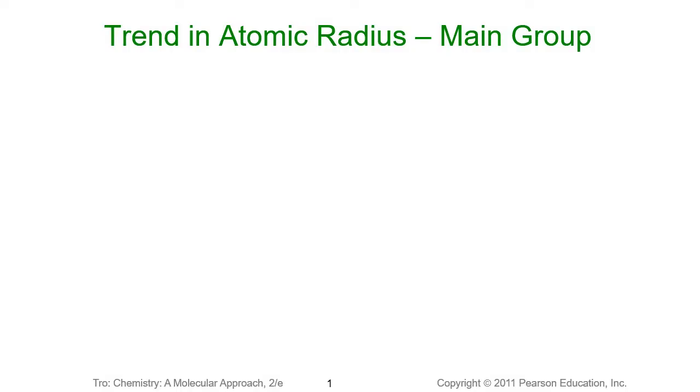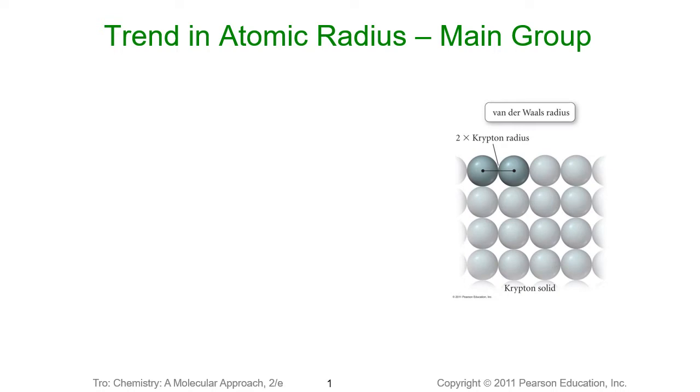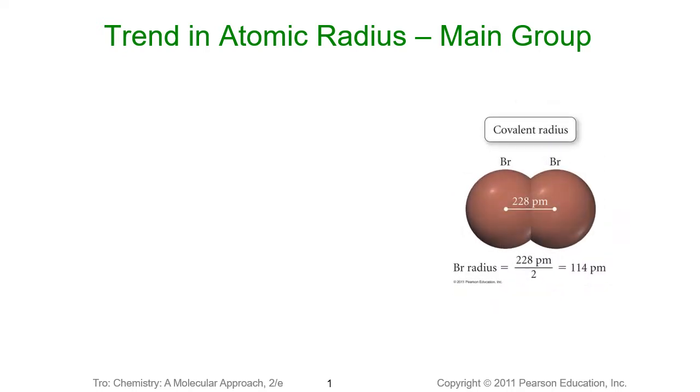There are some trends that we can predict based on the position of an element on the periodic table. The first one that we're going to look at is the atomic radius. There are a couple of different ways that we can measure atomic radius. One is van der Waals radius, where we cool the elements down until they form a solid and measure the distance between two adjacent nuclei. Another way is by looking at it in different compounds and taking an average of the radii in those compounds.